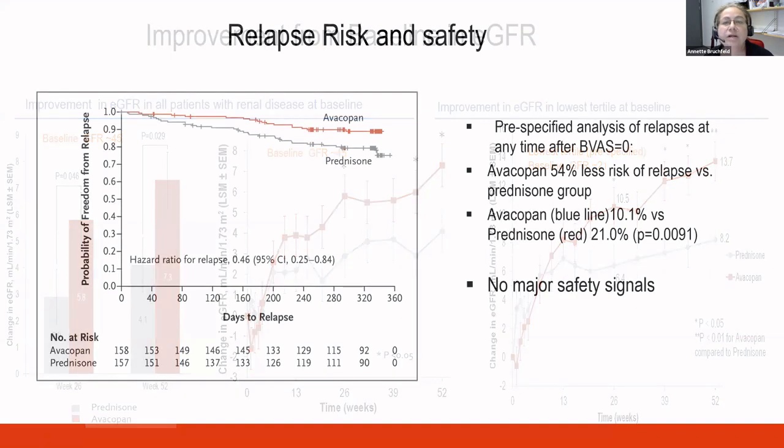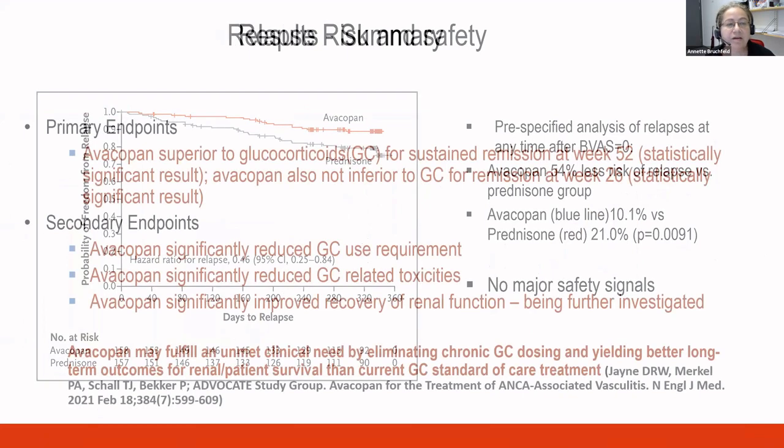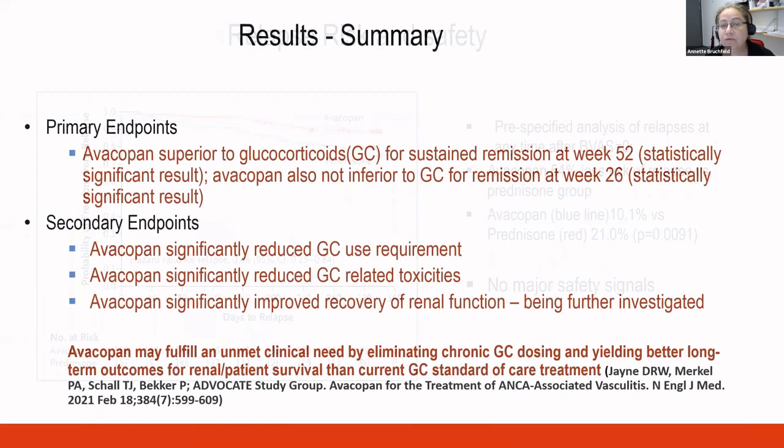This is looking at the relapse risk and safety. So avacopan was better at preventing relapse than the prednisone arm during the course of the study. Significantly, and there were no major safety signals for avacopan treated patients as opposed to standard of care. So the summary is that avacopan was superior to glucocorticoids for sustained remission at week 52, and also not inferior at week 26.